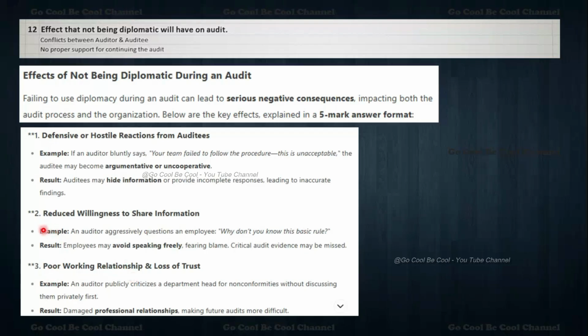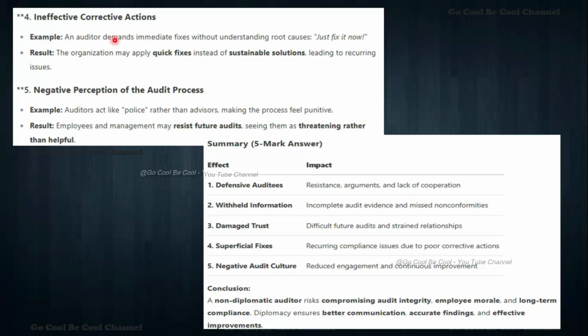We have example results also available, so these are all the things we can write during the examination. Fourth, ineffective corrective actions. See, what generally happens is quick fixes instead of sustainable solutions. They will simply give normal awareness or training to the people. These are things they do just to fix it now. They don't think about the long term because you have already frustrated them, so they don't respect you.